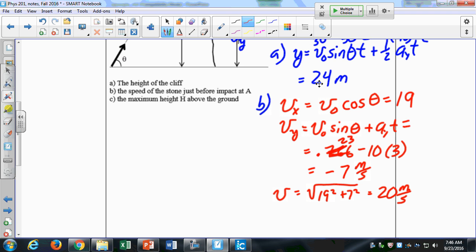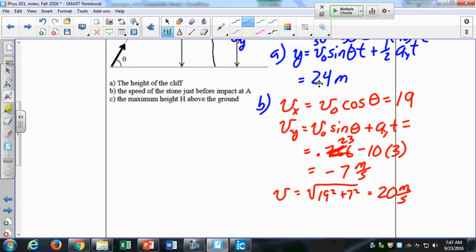All right. Now, for the last part, I want to know the maximum height above the ground. We've done this problem. It's going to take a couple steps. Does it reach the maximum height at t equals 3 seconds? No. We have to find the time at which it reaches that maximum height. And then once we find that time, we can plug it into the equation for y and find the y position. How are we going to find the time for that maximum y position? What do we know about that position that allows us to find the time for it? Right, the v in the y direction goes to 0.